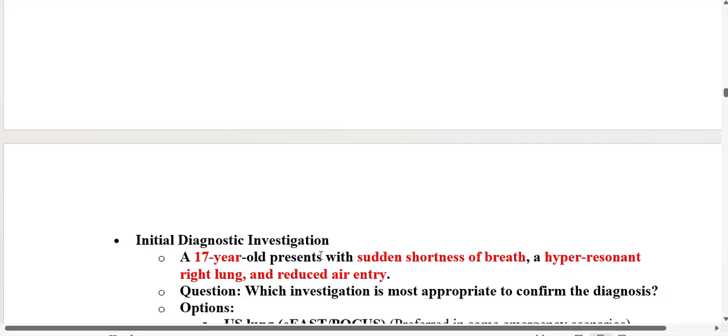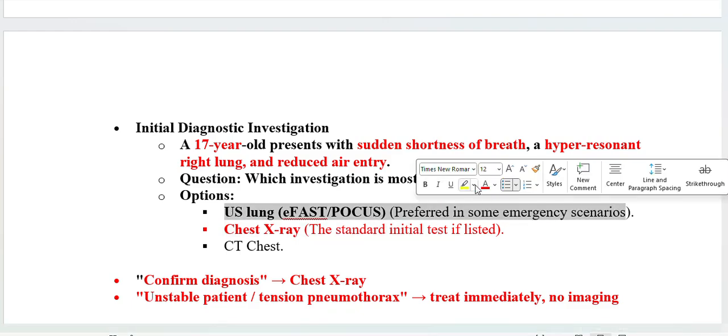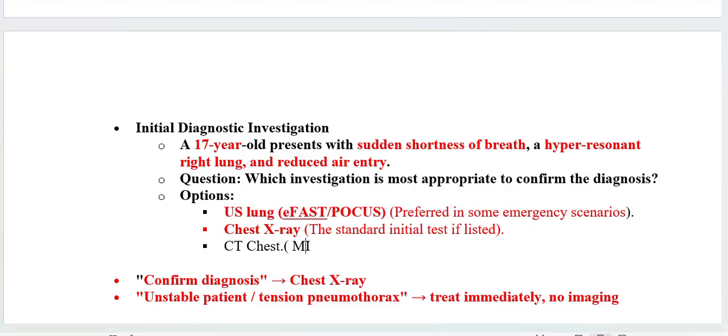A 70-year-old patient with sudden shortness of breath, hyperresonant right lung and reduced air entry. Clearly it's pneumothorax. Which investigation is most appropriate to confirm the diagnosis? Hyperresonance, shortness of breath and reduced air entry mean the patient is symptomatic. So which investigation will we do? EFAST is the initial step in emergency scenarios. But chest tube is the most accurate, the best, we can say.